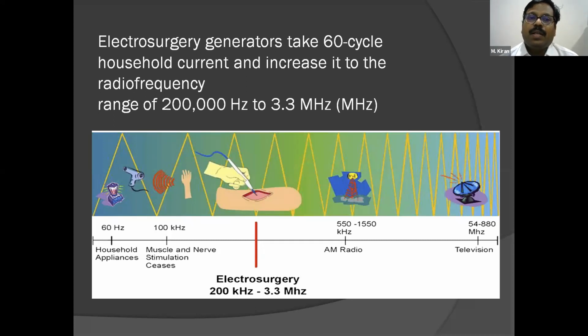Here, electrosurgery generators take 60 cycle household current and increase it to the radio frequency range. This range is 2 kilohertz to 3.3 megahertz.